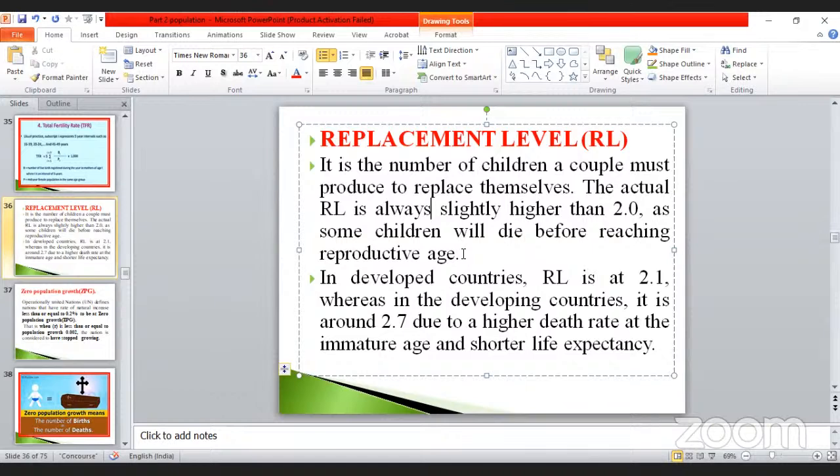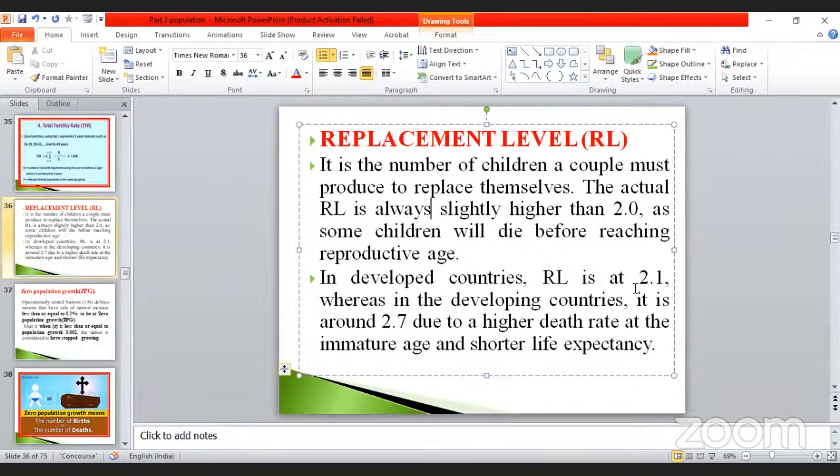Suppose a family has 2 children, and before attaining the reproductive age some of the children may die. So instead of that, they will get another child, whether adopted or sometimes from the same couple. In developed countries the replacement level is 2.1, whereas in developing countries it is around 2.7, due to the higher death rate at the immature age and shorter life expectancy.